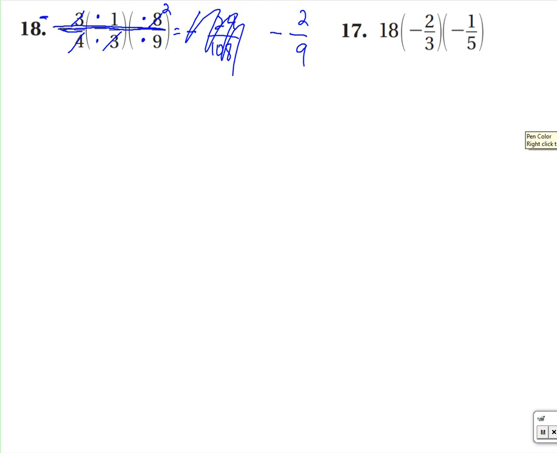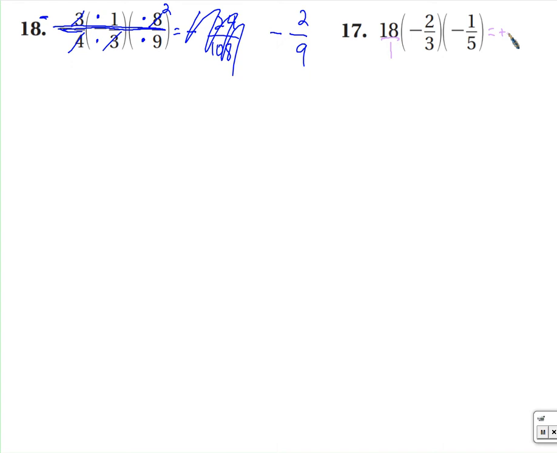Let's see. We're multiplying these things together. I'm going to put whole numbers and fractions together. I like to put a denominator of one there. Is our answer going to be positive or negative? Positive times negative, what's that? Negative. Okay, so that's a negative times a negative. Positive. Leave myself a little note, this is going to be positive.